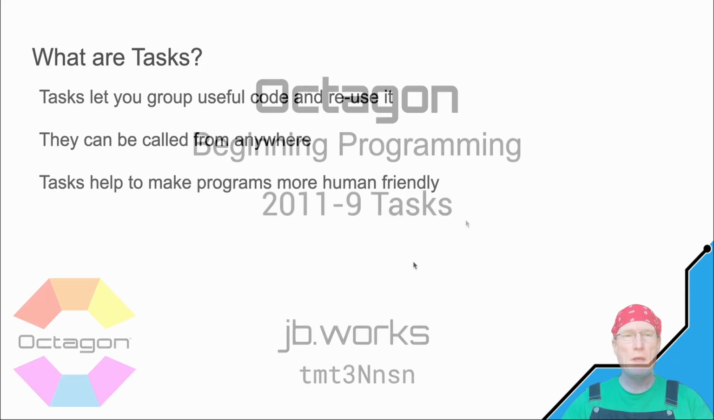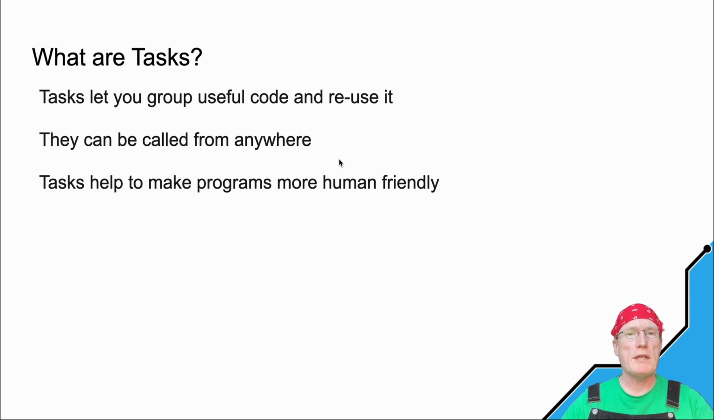about tasks. So the first thing we're going to look at is what actually is a task. Tasks basically let you group useful code together and let you reuse it so you don't have to keep on typing it all the time. And they can be called pretty much from anywhere inside a program. They also have the effect of making programs easier to read for human beings, because ultimately you're writing the program for a computer, but a human being has to be able to understand it as well.